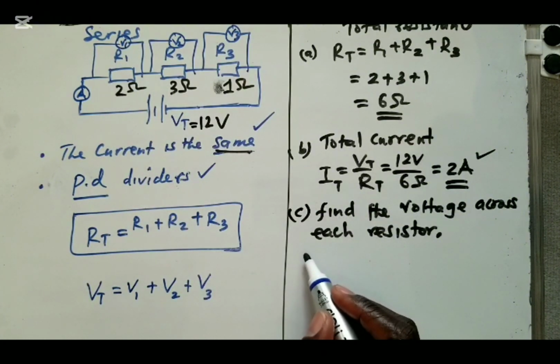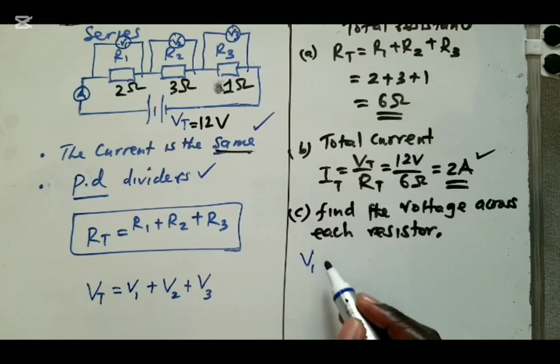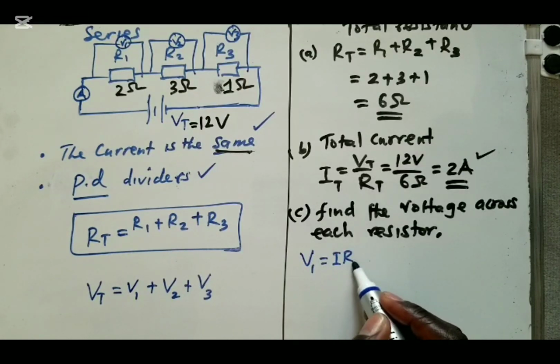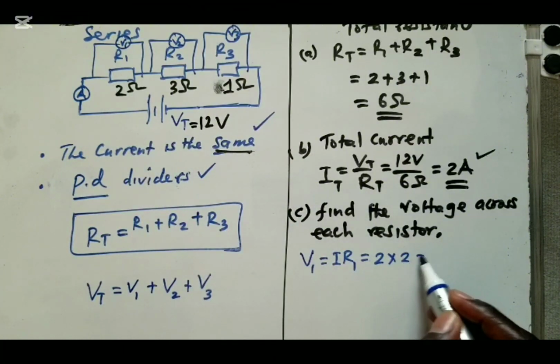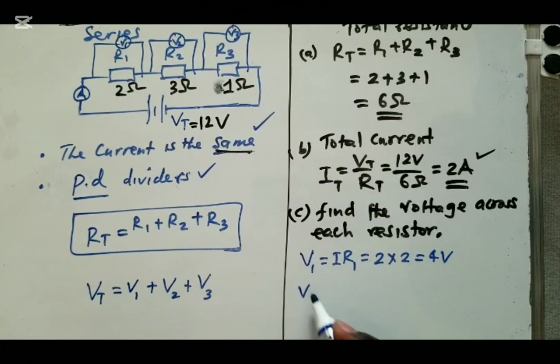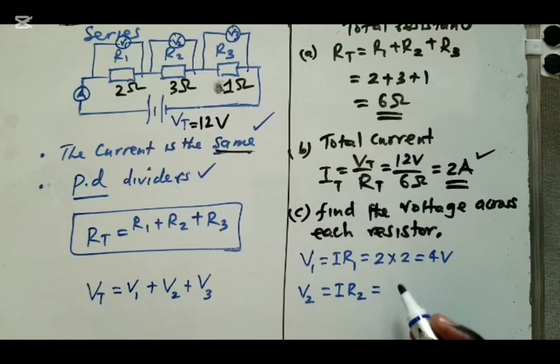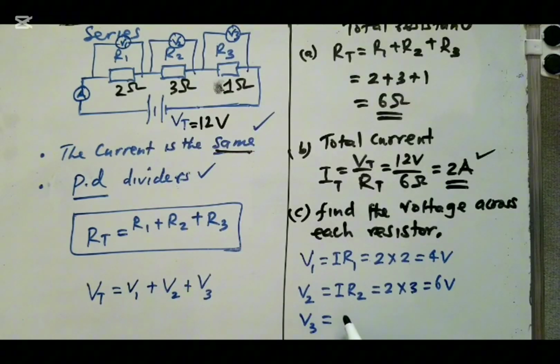To find the voltage across each resistor, you are going to say, okay, fine, voltage 1 will be the current times the value of resistor 1. The current is 2 times the value of resistor 1, which is 2, and that will give you 4 volts. What would be the voltage across resistor 2? It will be the current times resistor 2. The current is 2, the value of resistor 2 is 3, and that will give you 6 volts. The voltage across resistor 3 will be the current times the value of resistor 3, which will be 2 times 1, which will give you 2 volts.